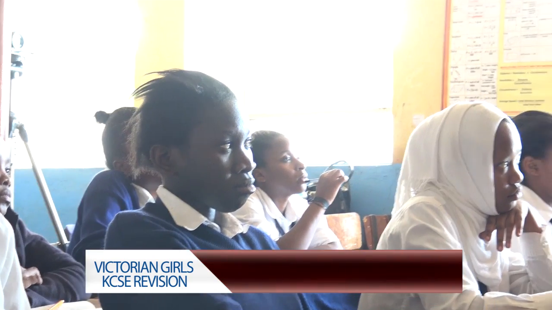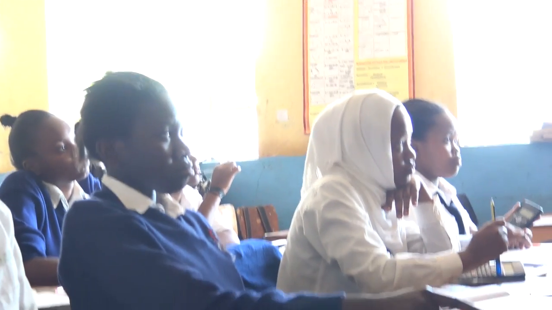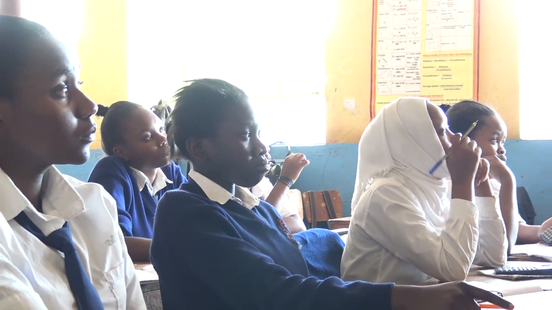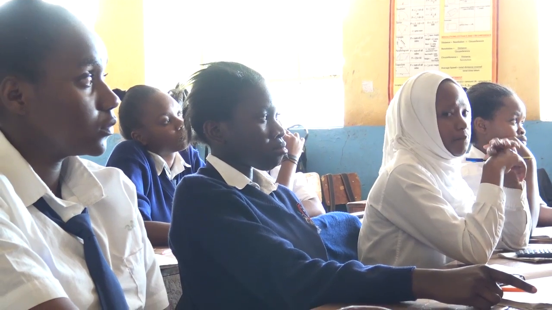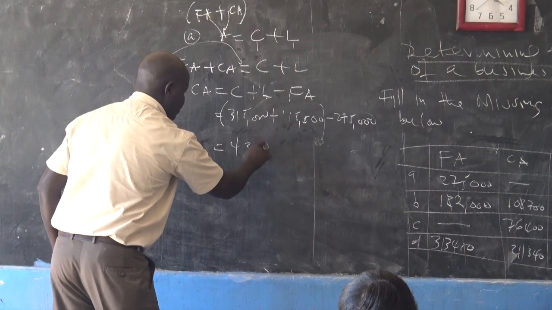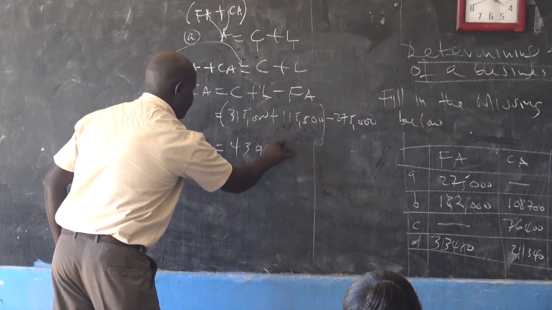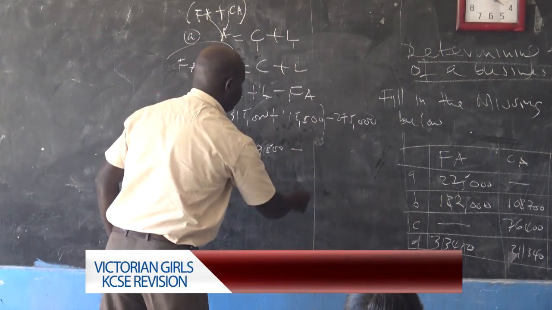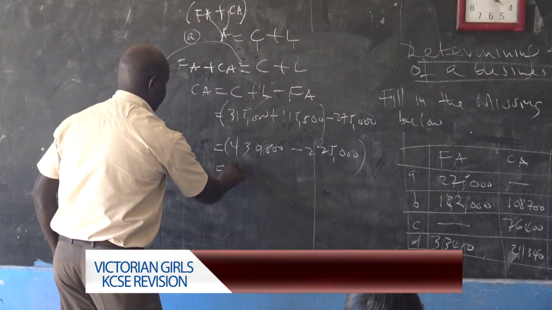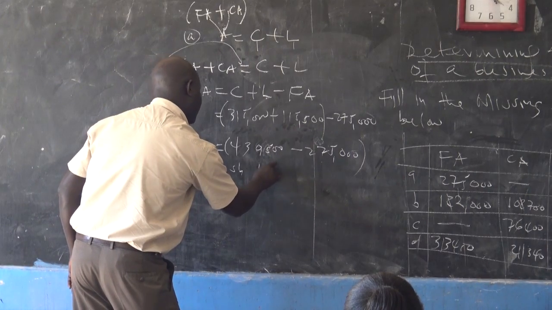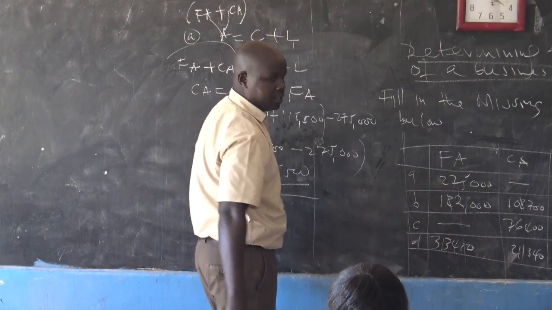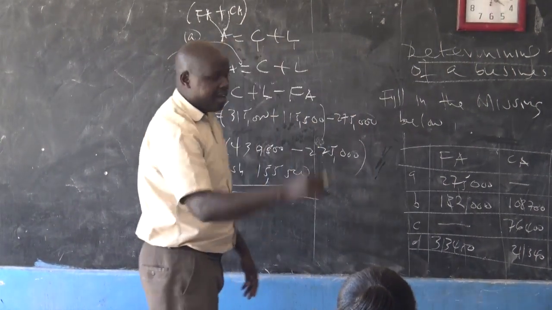How much do you get? Those who have calculators? 350,000 plus 150,500. How much do you get? 400,000. 500. Minus 225,000. How much do you get? 155,500. And you score 1 mark.